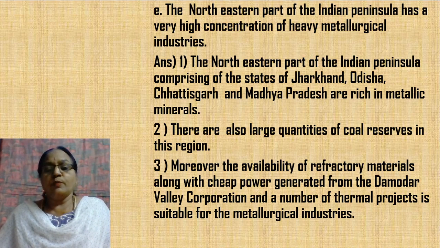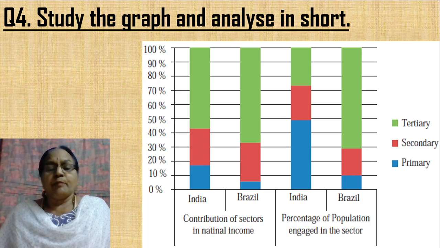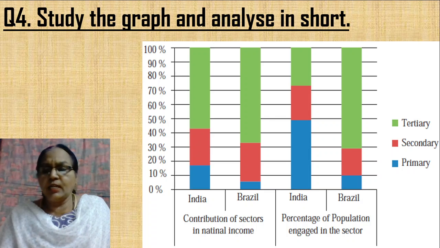Okay, so only if you write all these 3 points will you get 3 full marks. Is that clear? Okay, now next is, here's the graph and you'll have to read the graph, and whatever you can see in the graph you'll have to write the answer. Okay, so here is a bar diagram. All right, the green color.